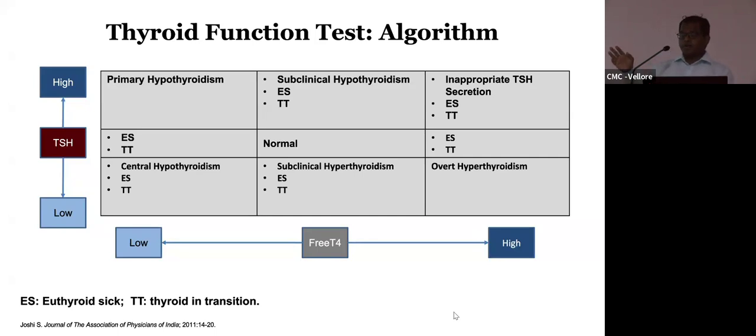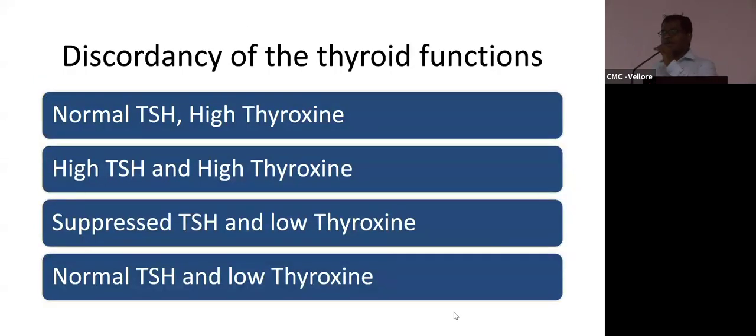The inappropriate is the other extreme, where you have a mix of findings, when TSH may be low, T4 may be low, free T4 may be low. What exactly is that? We will come to this. So that is the main. But the discordancy happens when you see this, that means you have a normal TSH with high thyroxine. It's a discordancy. What exactly is discordant?